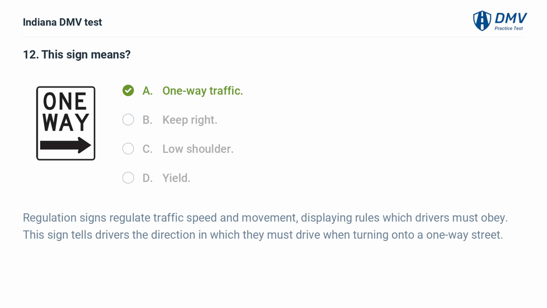Regulation signs regulate traffic speed and movement, displaying rules which drivers must obey. This sign tells drivers the direction in which they must drive when turning onto a one-way street.